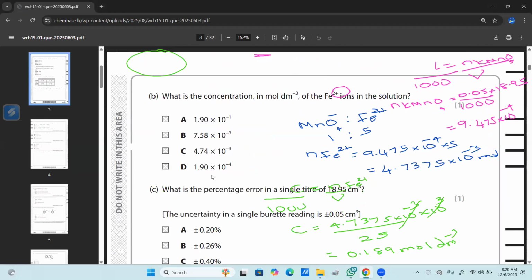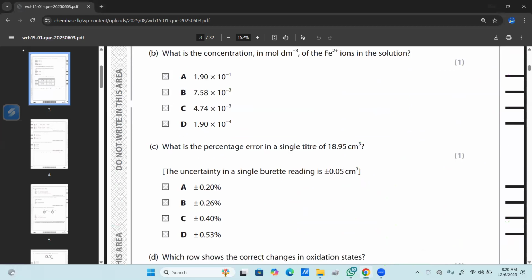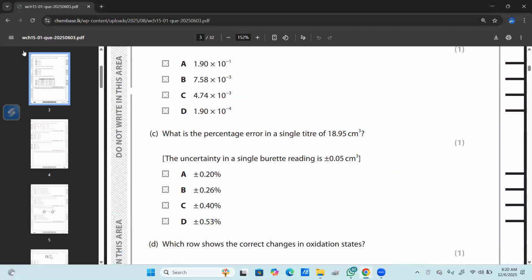Okay, so we have these answers. So I can take 0.189 as equal to 0.19 moles per cubic decimeter. So I can write it as 1.9 into 10 power minus 1. So my answer is A. Even though it's an MCQ, there's a lot of working in that, right? Then we'll see the next one.